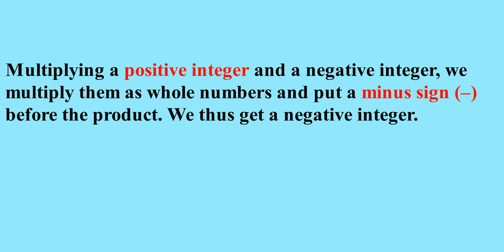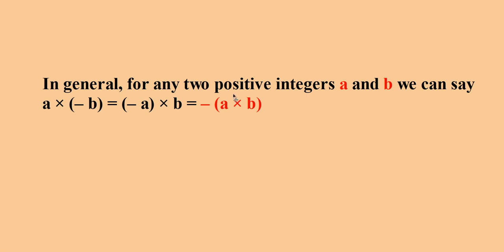So we can summarize. For any two positive integers a and b, we can say a into negative b, that is a positive integer into a negative integer, is equal to negative a into b, and negative a into b, that is a negative integer into positive integer, is equal to negative a into b. That is multiply the numbers, then put a negative symbol before it. This is the way you have to multiply any integers, which is a positive and a negative.